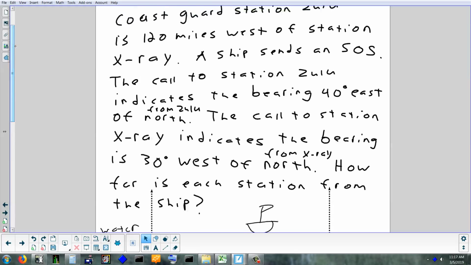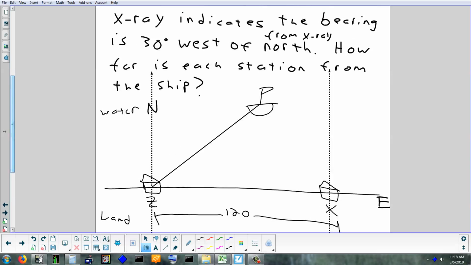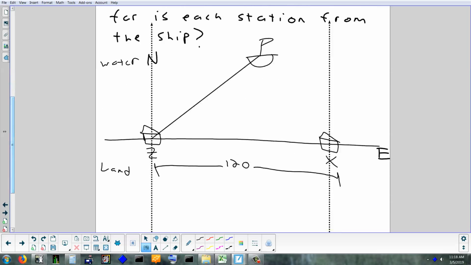So now it says the call from Coast Guard Station Z is coming in 40 degrees east of north. Right? So let's draw a line that represents where the beam of light is coming from on the boat. Okay, let's say it's coming from right there. Now that direction, if this is east and that's north, that beam of light is 40 degrees to the east of north. Okay, so it's to the right of it.